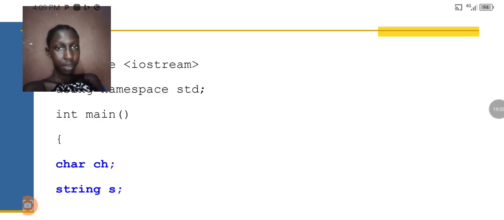So declaring a variable, we declare ch. We want to make it a character. As I said, we don't write character in full, just char, then ch, then you terminate. Let's say you want to make s a string, so string s, then you terminate.